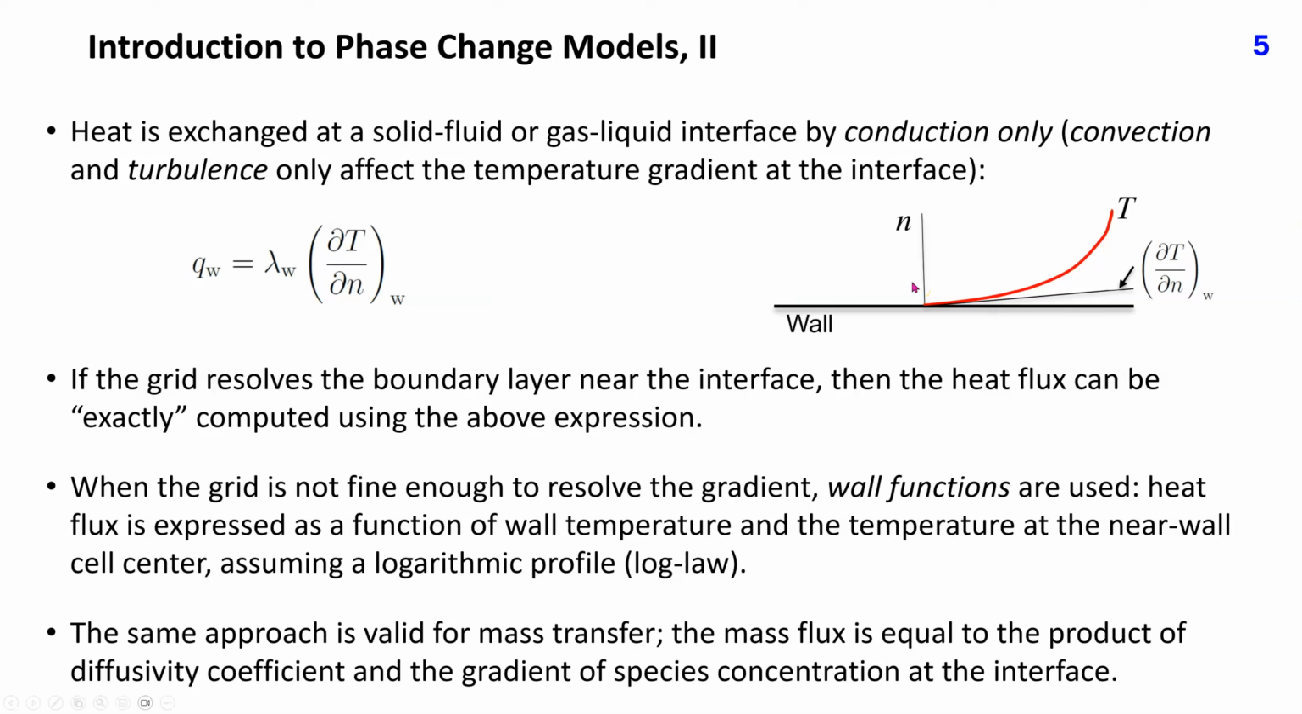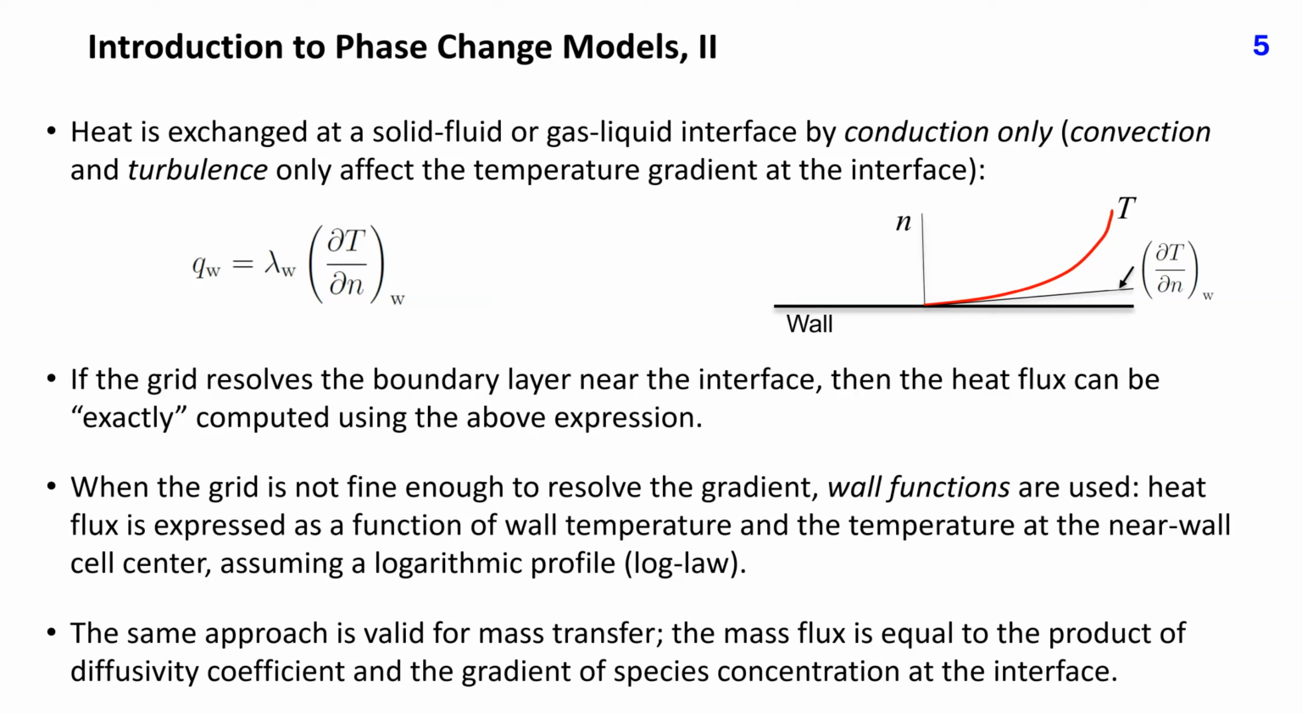If the grid resolves the boundary layer near the interface, then the heat flux can be exactly computed using this expression. When the grid is not fine enough to resolve the gradient, wall functions are used. Heat flux is expressed as a function of wall temperature and the temperature at the near-wall cell center, assuming a logarithmic profile, for example the log law. See slides 9 to 17 in lecture 32b.